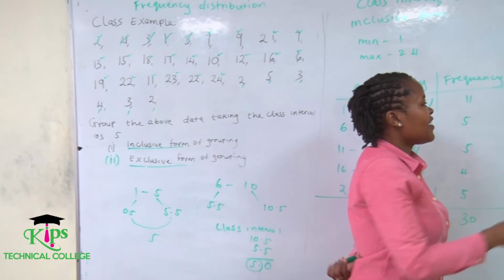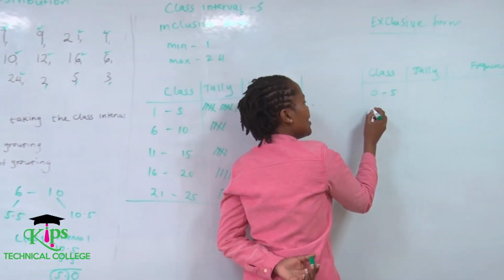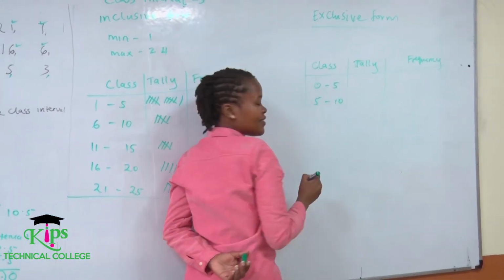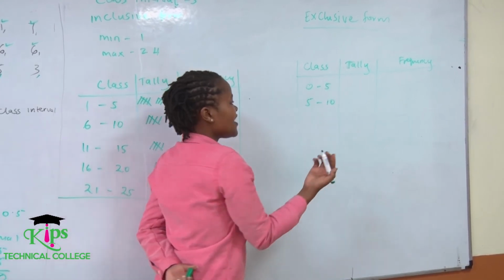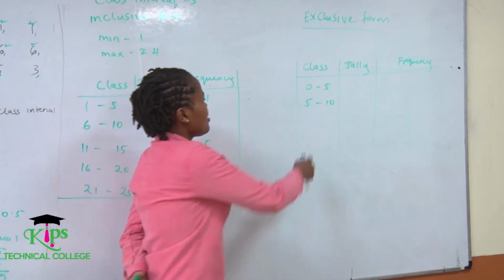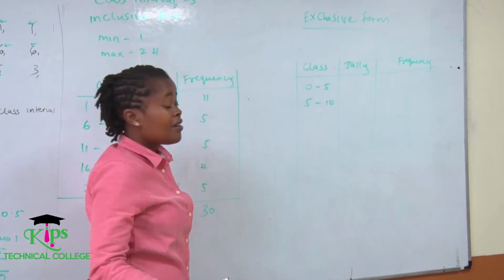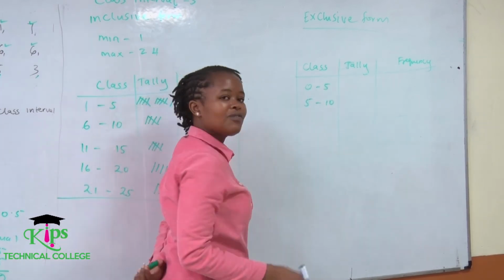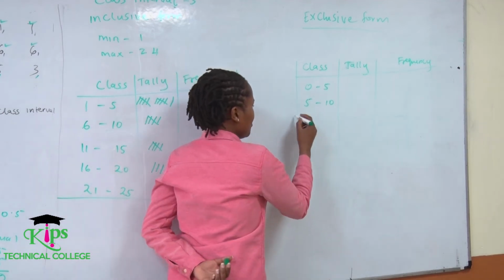So in this case, our first class will be 0 to 5. Then the other one will be 5 to 10. Such that when I'm finding the class interval, it is basically 10 minus 5, which is 5. Here it is 5 minus 0, which is 5. Class interval should be equal for all the classes. That's another key thing that you need to note.